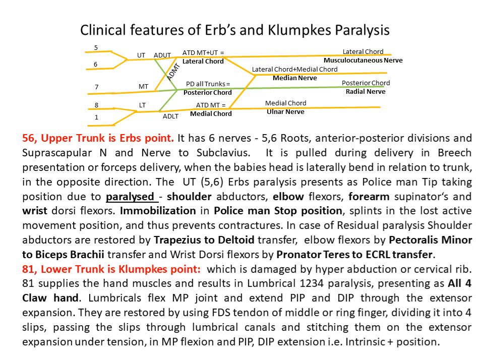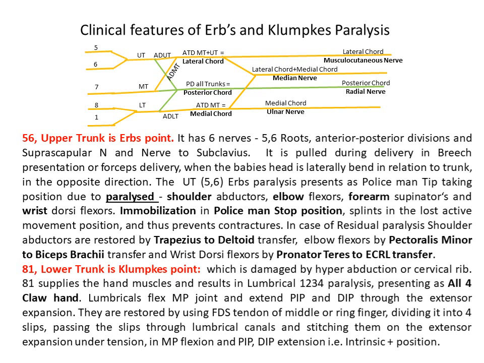Erb's paralysis presents as policeman tip-taking position due to paralyzed shoulder abductors, elbow flexors, forearm supinators, and wrist dorsiflexors. Immobilization is in policeman stop position, which splints the upper limb in the loss of these active movement positions and thus prevents contractures.